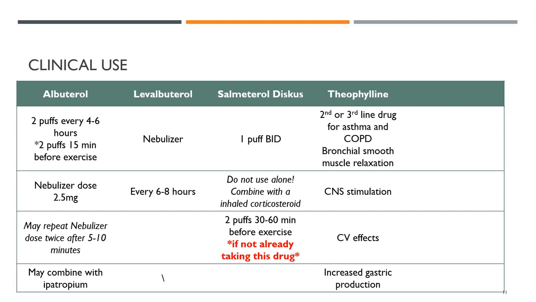So that one, if they're not already taking this medication, they can take 2 puffs about 30 to 60 minutes before they exercise. But remember, if they're already taking it, you don't tell them to take it again. They can only have 1 puff BID. But for exercise, it can be 2 puffs, 30 to 60 minutes before exercise. And I have theophylline on our chart, but we will go over theophylline a little bit more in detail.